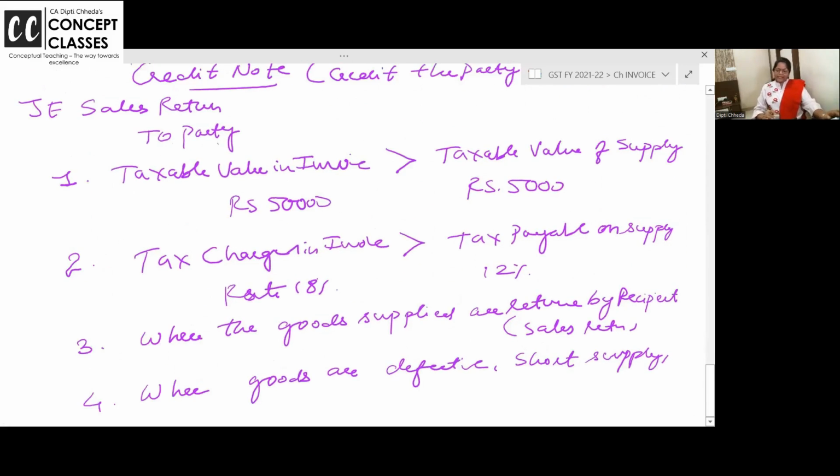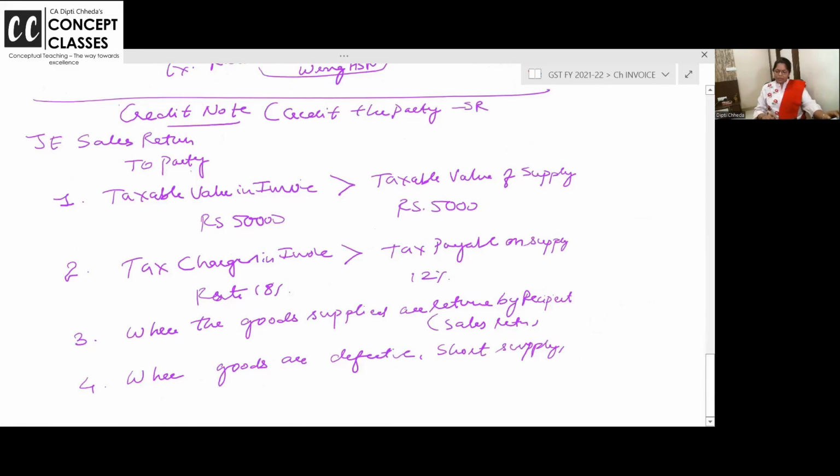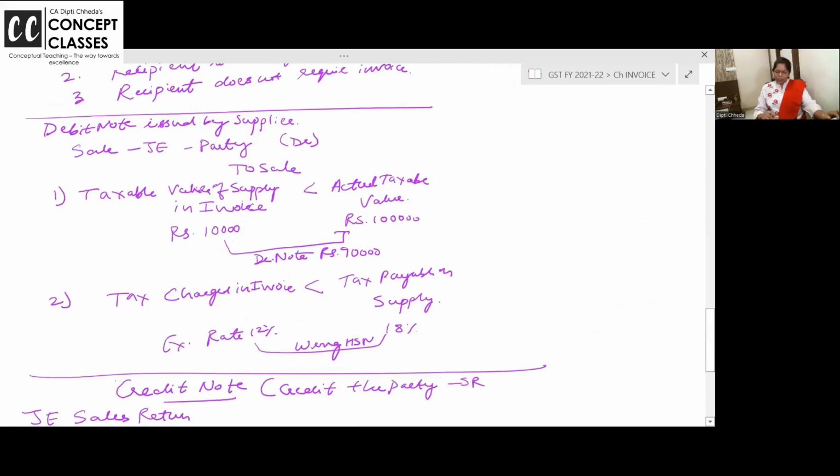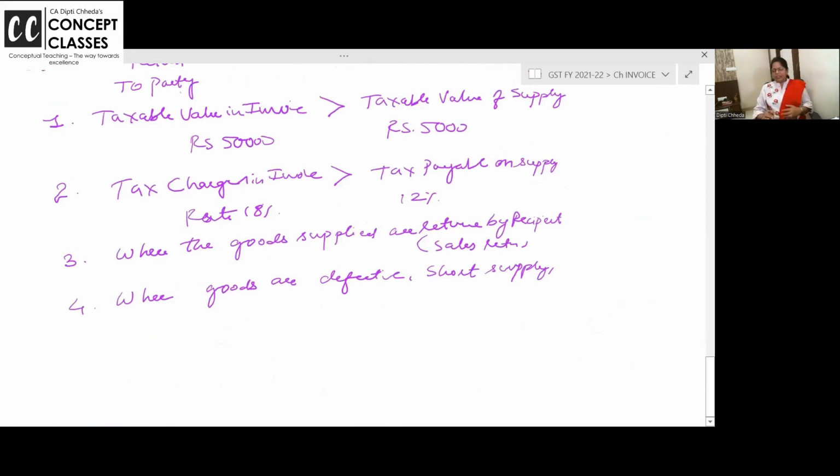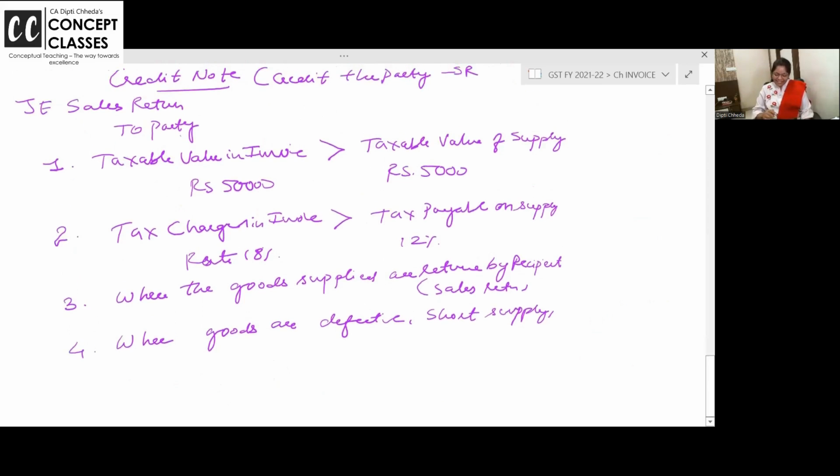Are all the four cases clear for credit note? These are 2 cases for debit note, 4 cases for credit note. And these both are related to sales. It is not always 4 here and 4 there. Clear? Okay, now this concept is over. Let us read and apply it in the problem.